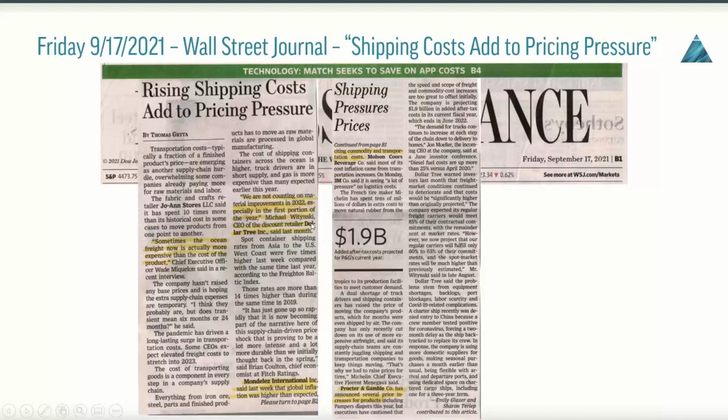So they basically interviewed the CEO of Dollar Tree again. This is where he went back and said that we are not counting on a material improvement in 2022. So taking and pushing back that forecast for recovery in shipping costs, not through just 2021, but all the way through 2022.